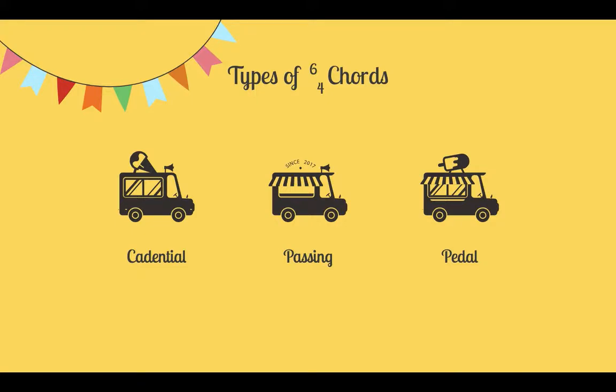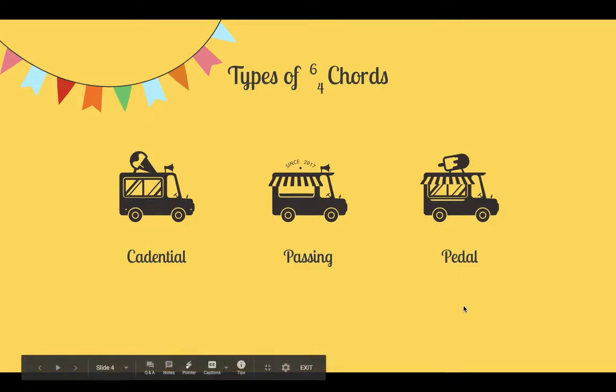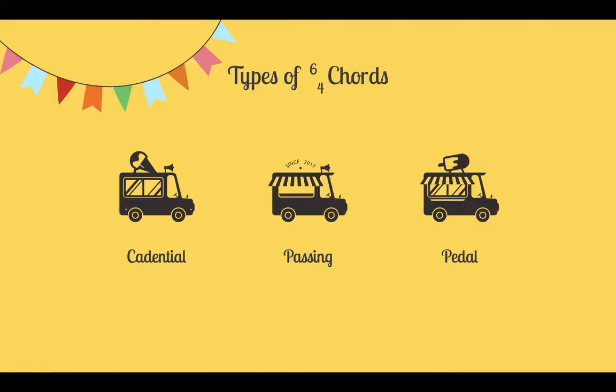I chose the food truck motif for this presentation because, first of all, look how cute those ice cream trucks are. But also, all these things that we're learning about after root position chords are a way to spice up your chord progressions and the ways that we make music living and breathing and interesting and tasty, if you will. But much like ice cream or ketchup, you don't want to put it on everything. There's a time and place for all of those things, just like there's a time and place for these 6/4 chords. So we're going to talk about the 3 types of 6/4 chords. They're cadential 6/4s, passing 6/4s, and pedal 6/4s.